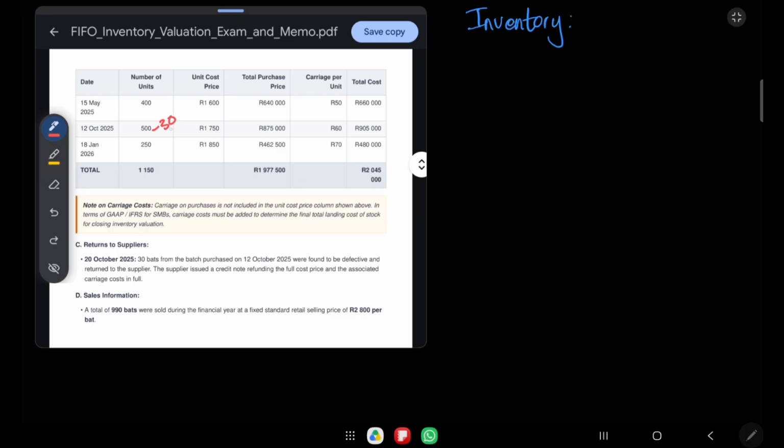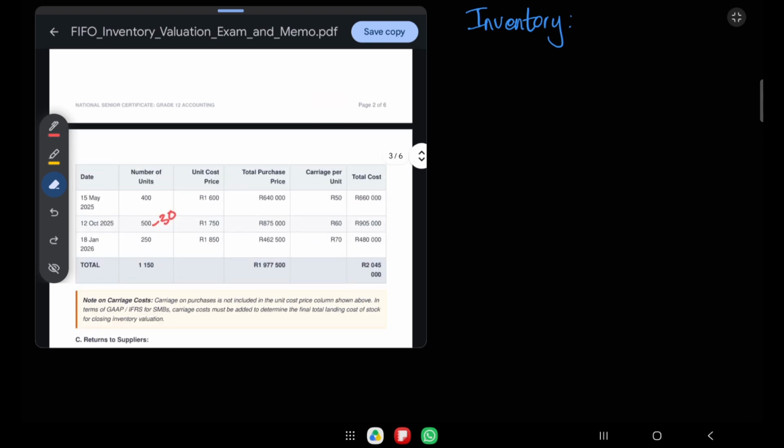30 were returned. So let's take note of this 30. I want to raise this information. You have the sales information. A total of 990 beds were sold during the financial year at a fixed standard retail selling price of 2,800 per bed. So that is our information.